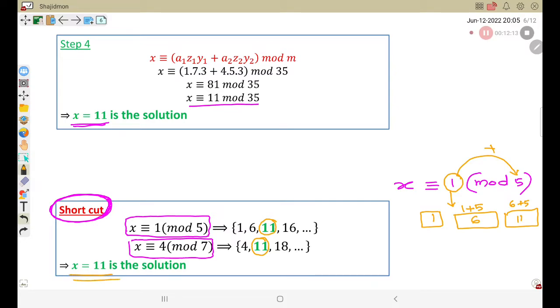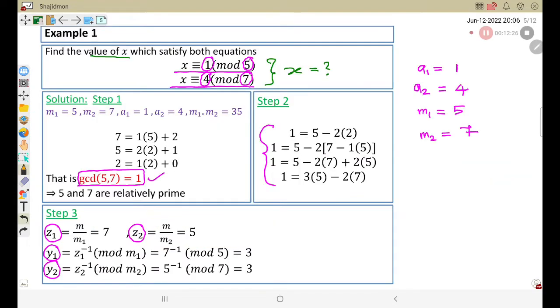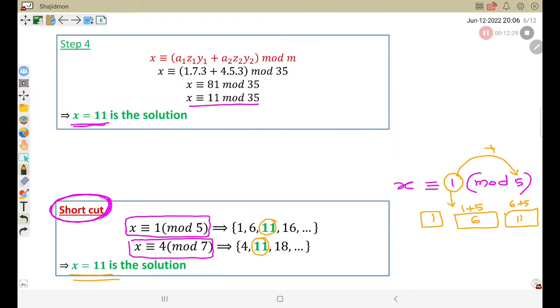So you can check whether your answer is correct or not using these two steps. This is only for a 2 by 2 system, keep that in mind. You can use this shortcut only for checking your answer. But when we are doing the question, we need to use the Chinese remainder theorem. This is only for checking the answer. Especially when doing a descriptive question in an examination, don't use the shortcut method, only use the Chinese remainder theorem as we discussed before.